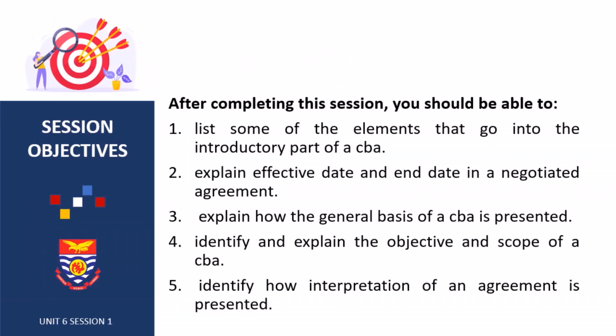Okay. So we should be able to learn some of the elements that go into the introductory part of the collective bargaining agreement. Explain what you mean by effective date and end date in a negotiated agreement. Explain how the general basis of a collective bargaining agreement is presented. Identify and explain the objective and scope of a CBA. Identify how interpretation of an agreement is handled.